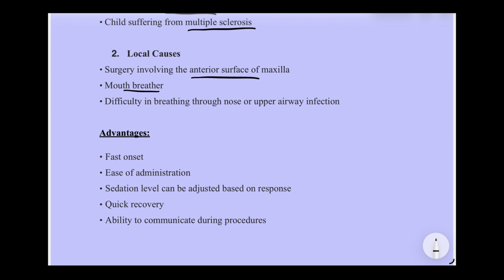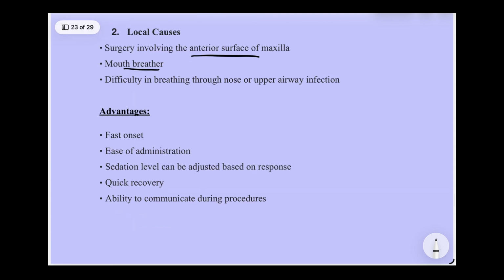A child who is a mouth breather because of obstructive causes such as nasal polyps, deviated nasal septum, or enlarged adenoids may find it difficult or impossible to breathe through the nose, thereby making nitrous oxide sedation ineffective. Difficulty in breathing through the nose and upper airway infection.